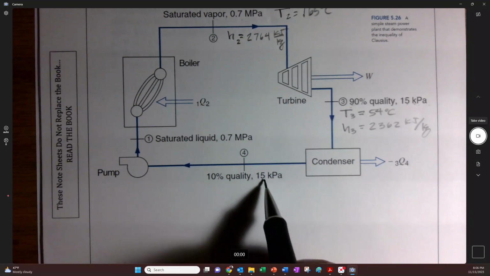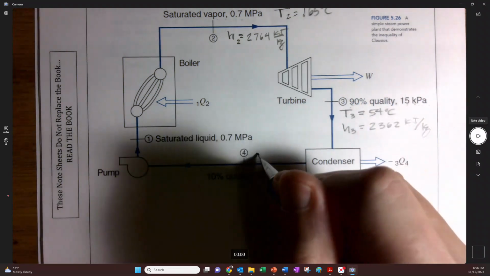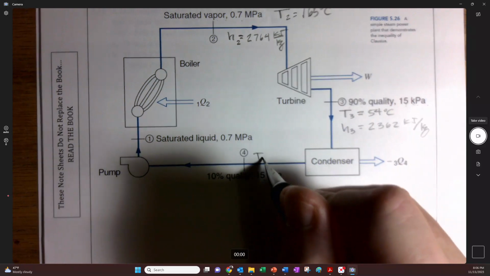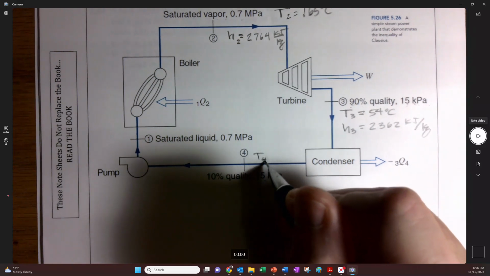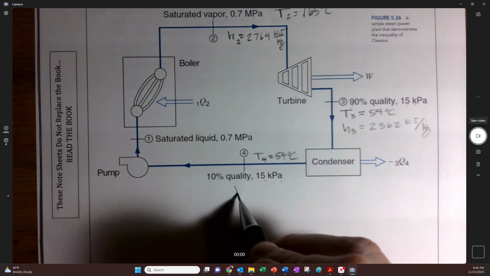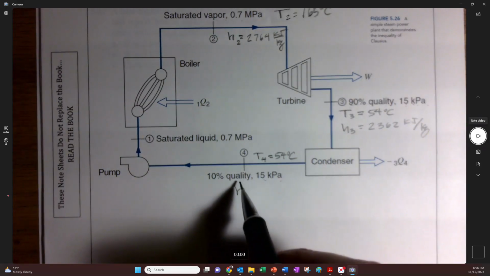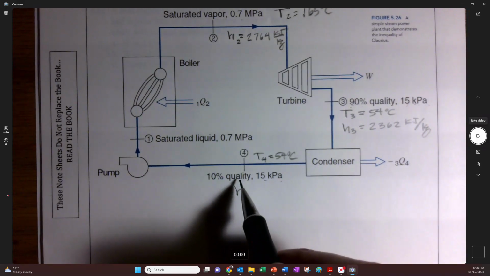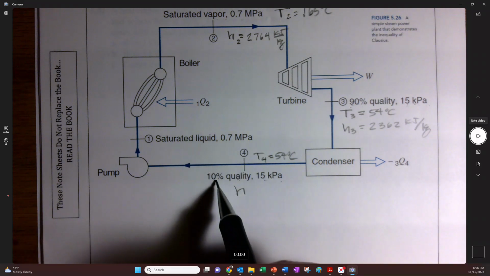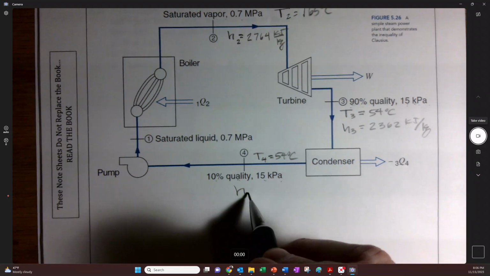Over here, now we're at 15 kilopascals. It's the same temperature, so this is isothermal across there, 54 degrees Celsius. But we have removed the latent heat of vaporization for almost the entirety, so it's still kind of steamy. That's kind of tough, right? It's still 10% quality of steam. Pumps don't like that, but somehow we're magically able to do it.